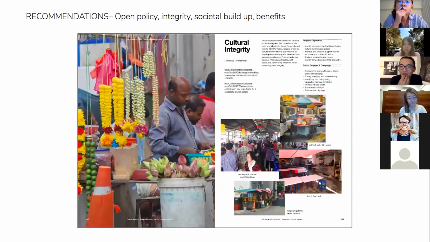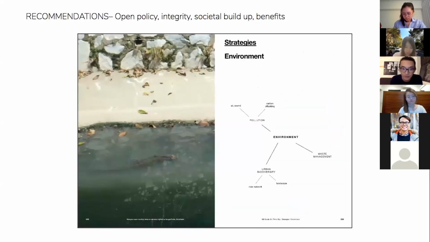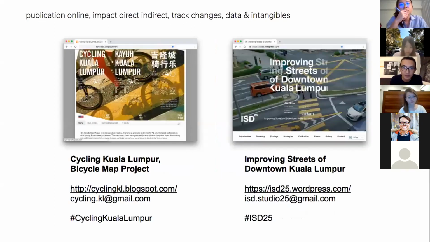And one of the biggest important parts is actually cultural integrity. There are a lot of communities still in KL that have these little pockets. So one of the recommendations is to protect the cultural integrity of the city. Environment is also a very important aspect. So you can find these two projects online. You can download the entire report online as well. You can download the map as well. So this is the information that you can use to access it.